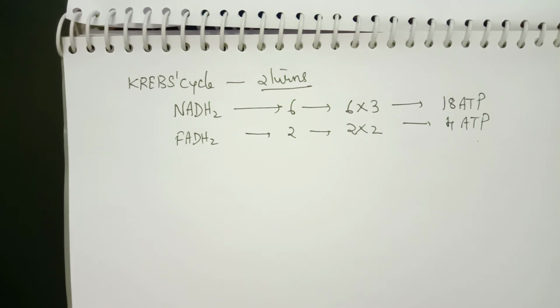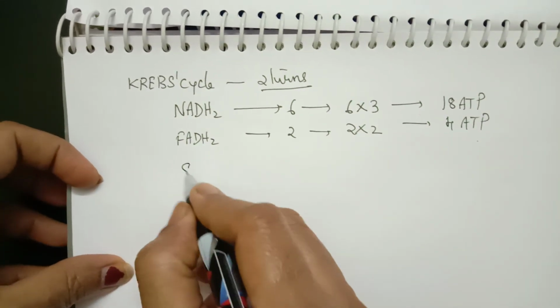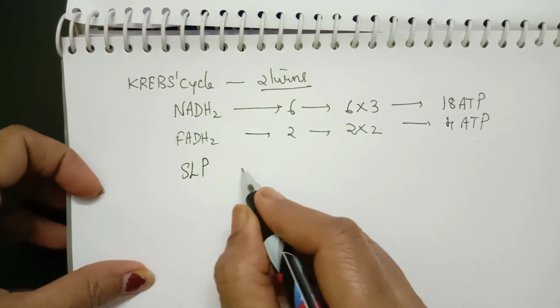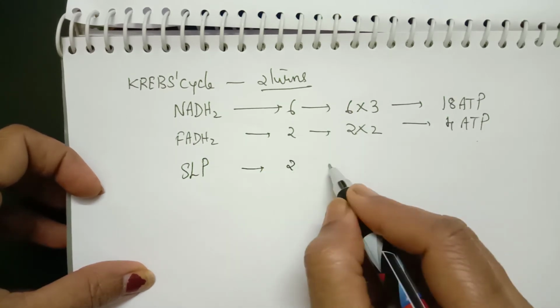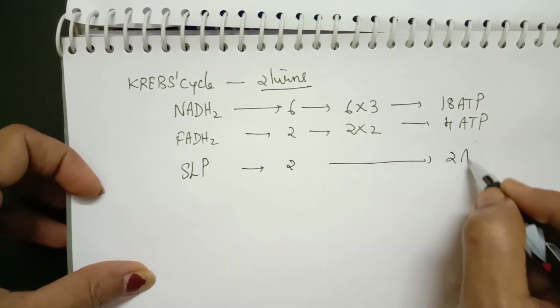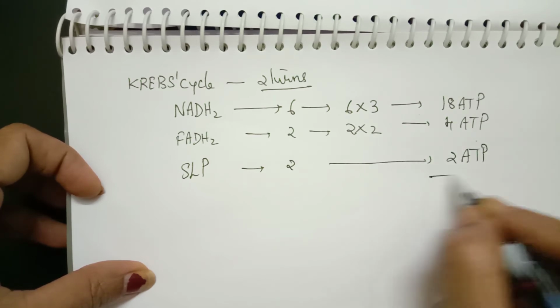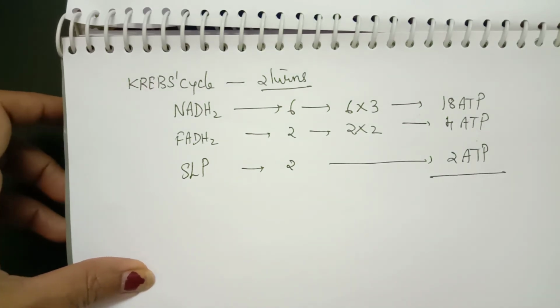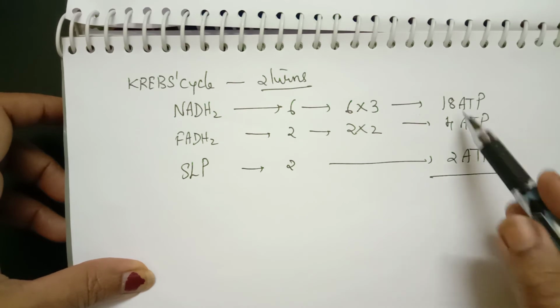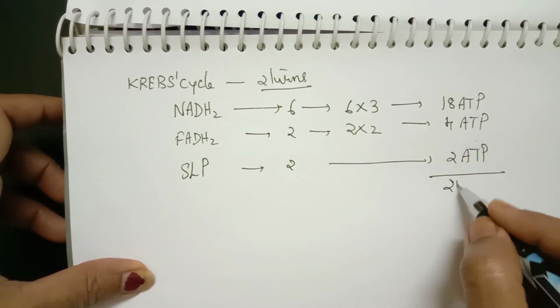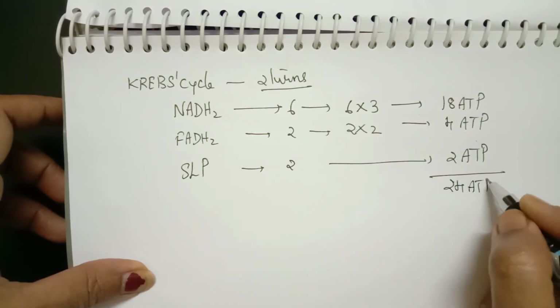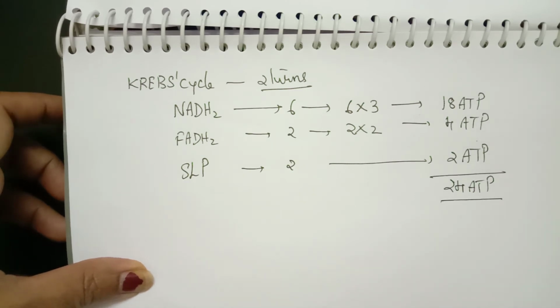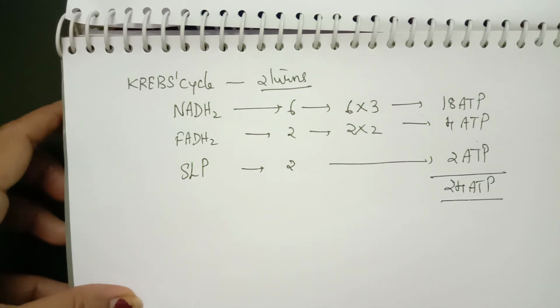And there is substrate level phosphorylation also. Here directly 2 ATP will be formed. So in total we have 24 ATP molecules. From 2 turns of Krebs cycle, we have 24 ATP molecules.